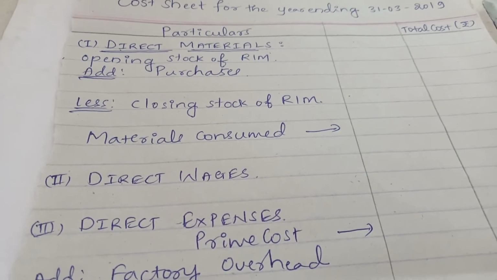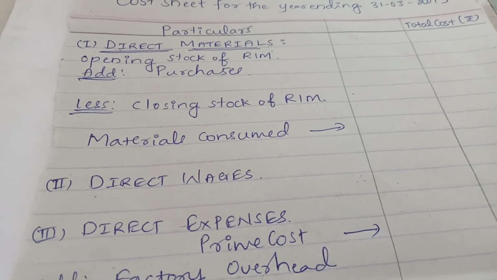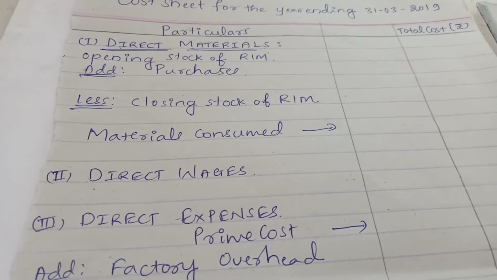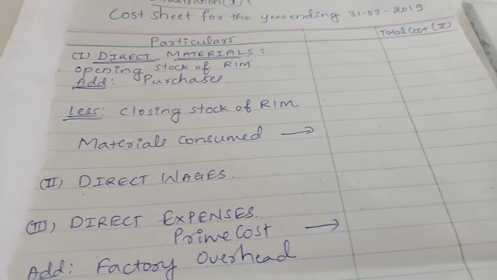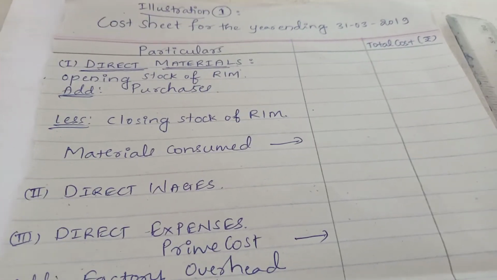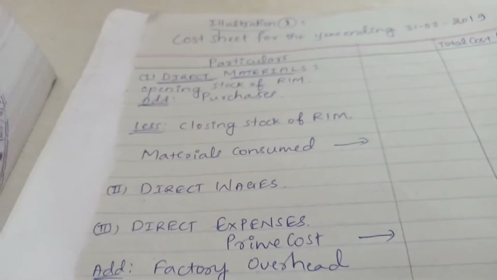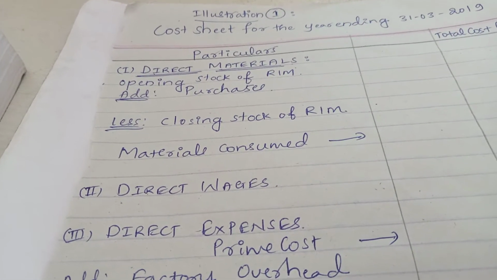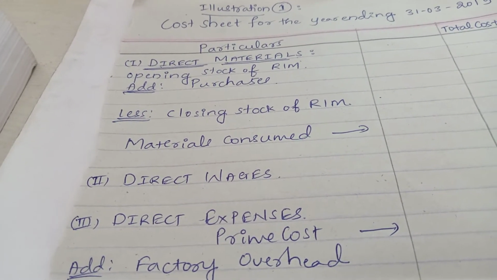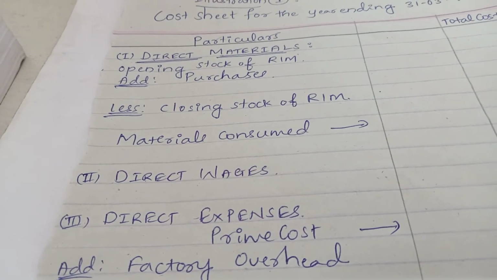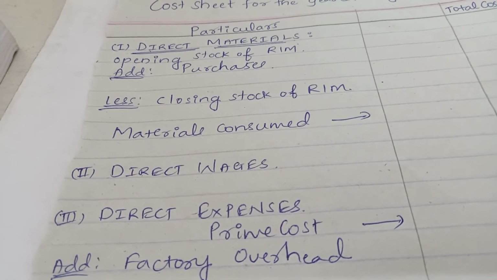So here at the top I have written direct materials, Roman number 1, Roman number 2 is the direct wages, Roman number 3 is the direct expenses. When we add all these three, that is direct material, direct wages and direct expenses, that gives us prime cost. Very important, it is going to include all the expenses which are directly incurred with respect to the elements of cost, that is cost incurred with respect to the material, wages as well as the expenditures which are direct in nature.